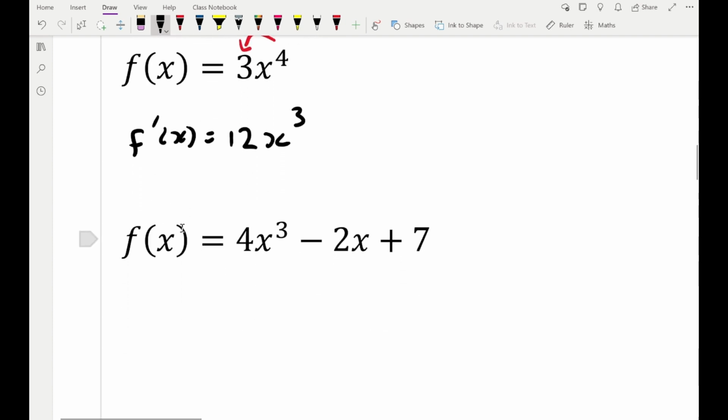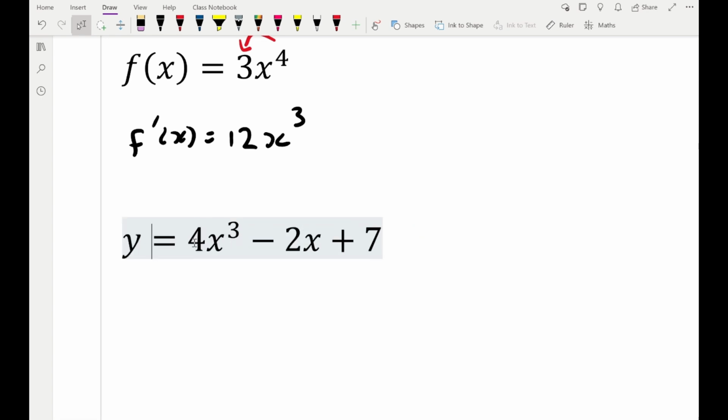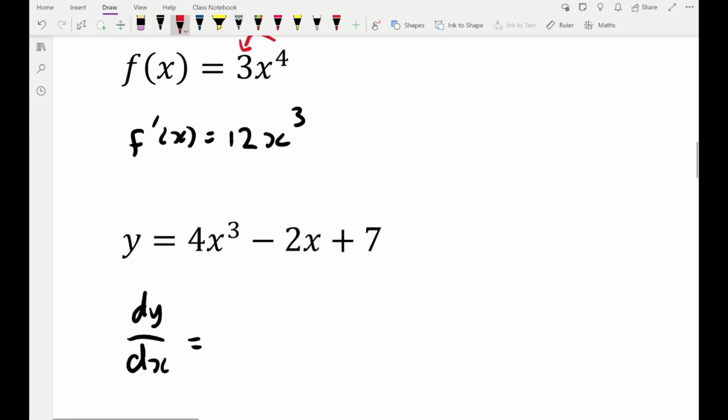Now we've got this next one here. If you ever run into a situation where it says dy/dx, I'll show you what to do. It's just different notation for the derivative. And then the same thing happens. So 4x cubed becomes 12x squared, because 3 times 4 is 12 out the front, and then the power drops by 1.